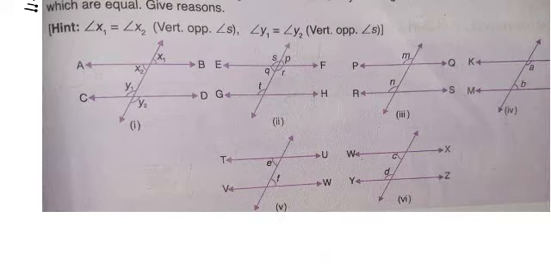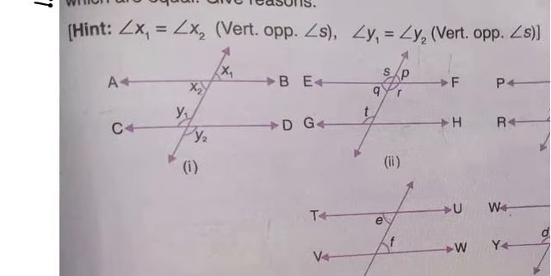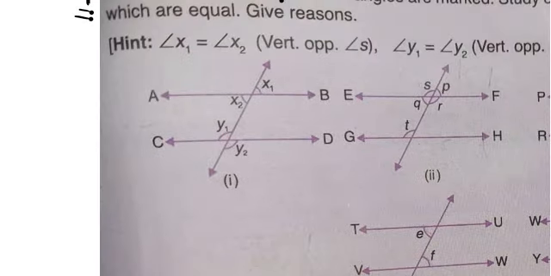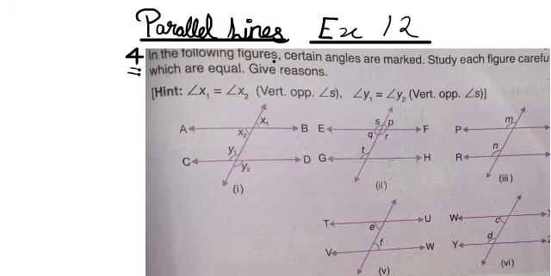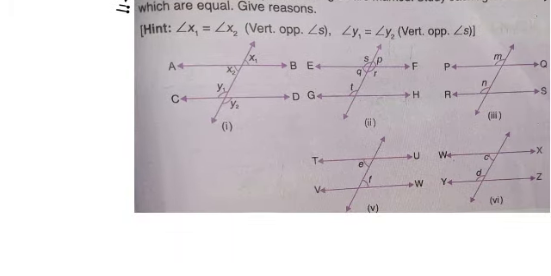You see, first it has already been given to us in the first part that x1 is equal to x2 because they are vertically opposite angles. Vertically opposite angles are always equal, we've discussed. So x1 and x2 are vertically opposite angles, and y1 and y2 are also vertically opposite angles. So they are equal angles. What else can we find equal in this? Supplementary angles we are not supposed to write. Is any other angle equal in here? No. Okay, so we move on now.